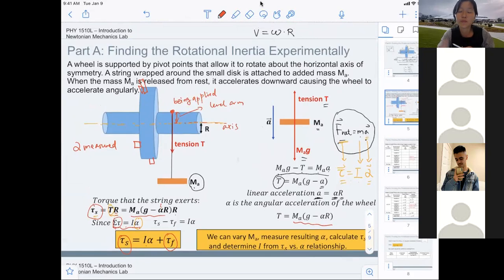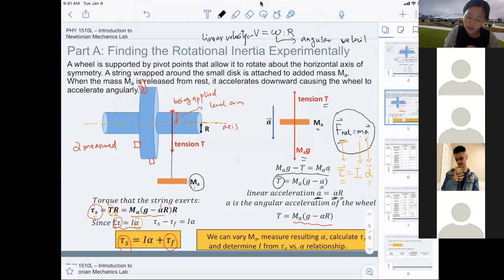What's the formula at the top? V equals angular speed times radius. Well, what's V in that equation? Volume? Oh, v. This is a linear velocity or linear speed, and this is angular speed.